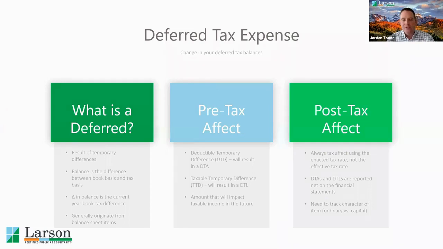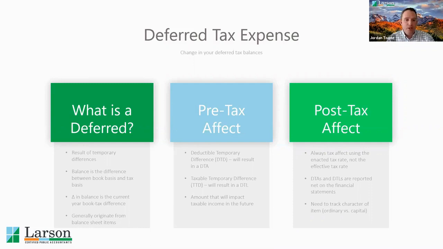You'll hear me use the term deferred item. So these are results of temporary differences. So any of these book tax differences that we've recognized, that is what makes up our deferred. Essentially, they're deferred differences that will reverse in the future.